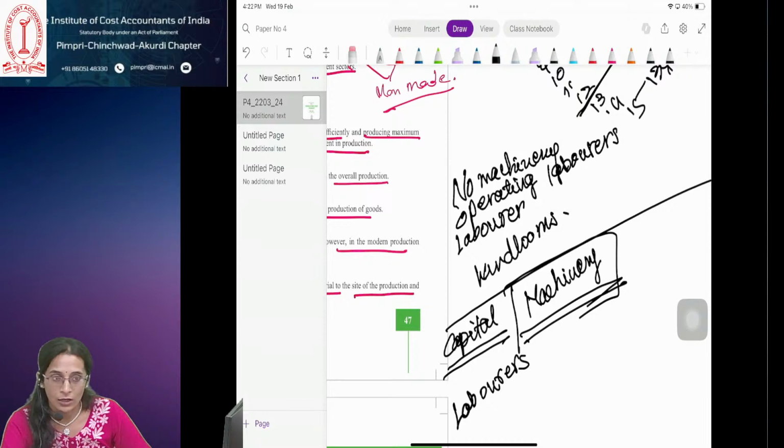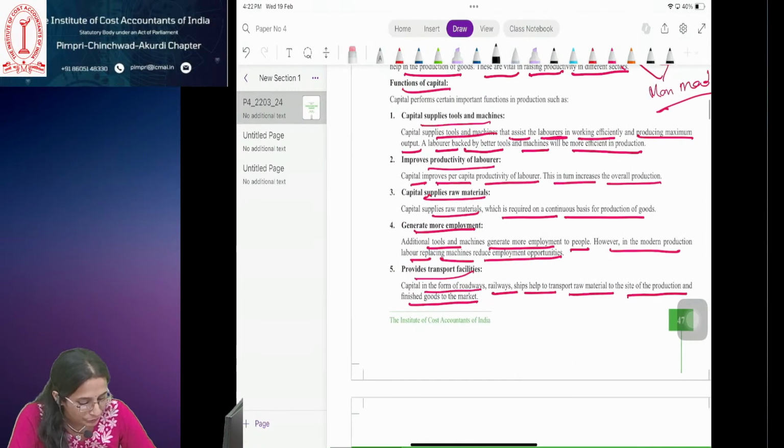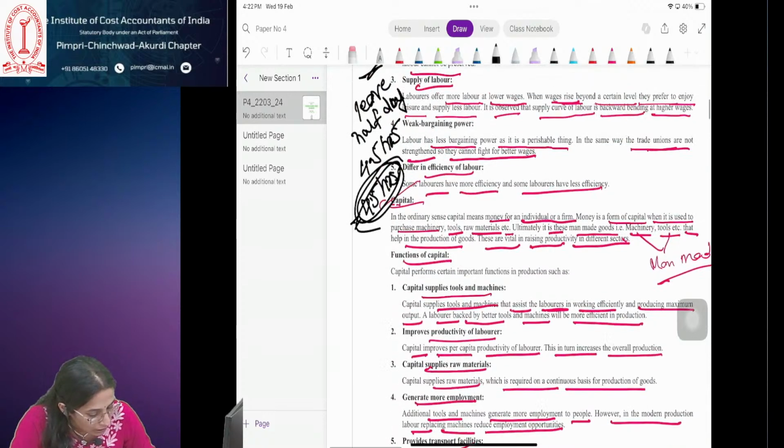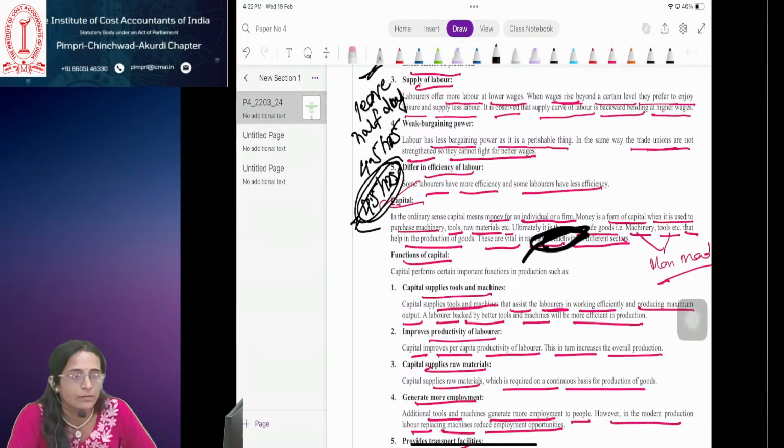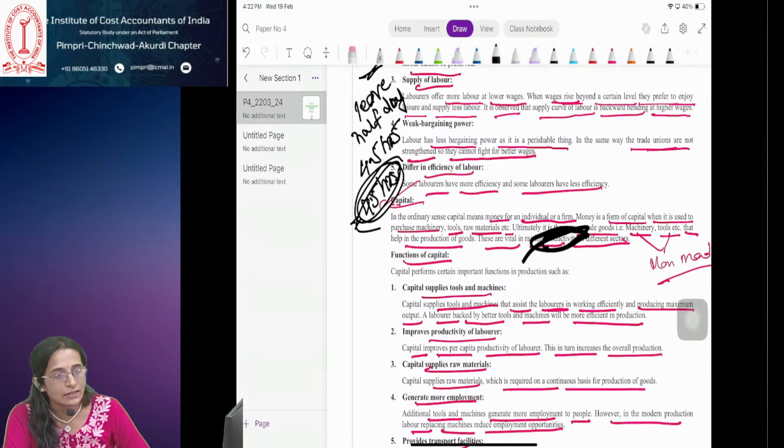So what is happening? Accuracy is increasing. The number of units produced is increasing. So when we are employing more machinery and tools, automatically the productivity is increasing, right? Because the quantity produced is increasing and the accuracy and quality are also increasing. So they are saying here, machinery and tools that help in the production process are vital in raising productivity. So they are saying it is raising the productivity. Got it?